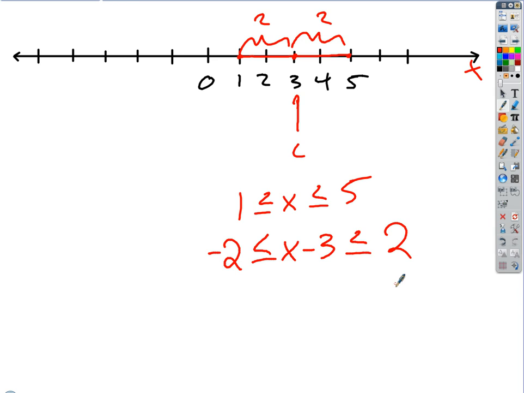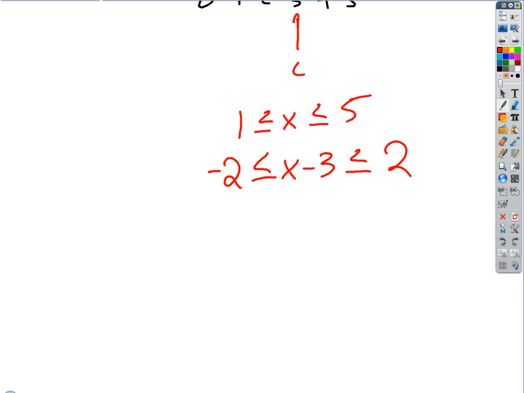Let me ask you this, could I rewrite it in terms of an absolute value? Could I take this and say the absolute value of something, what's this equivalent to? The absolute value of x minus 3 is... Now think about this, the absolute value of x minus 3, that's saying the distance of x from 3 in a way, isn't it?